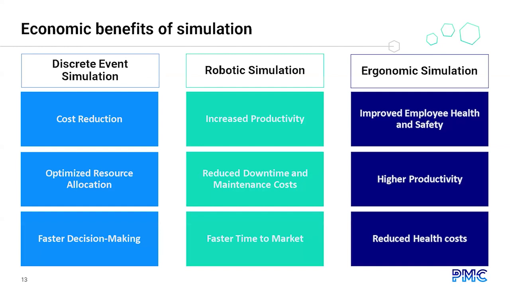Okay, we'll talk about the economic benefits of simulation. So let's start with discrete event simulation. So we have a cost reduction. The discrete event simulation allows us to model complex systems like production lines or service systems without physically testing things in real life. It means that we can predict the problems, we can see inefficiencies, and we can avoid costly mistakes before they happen.